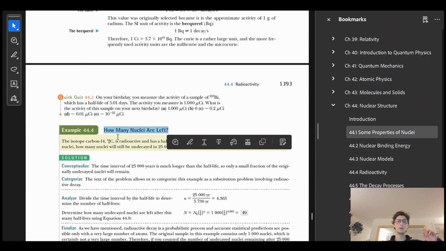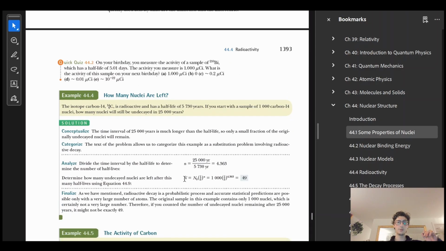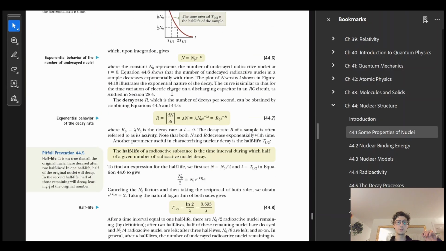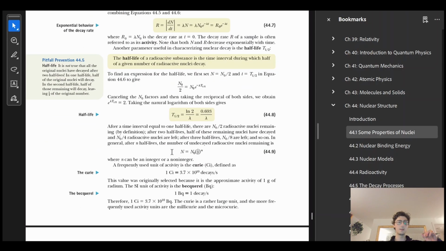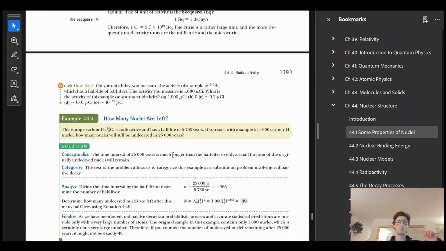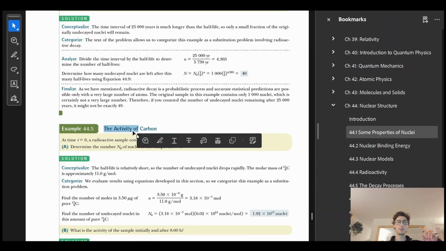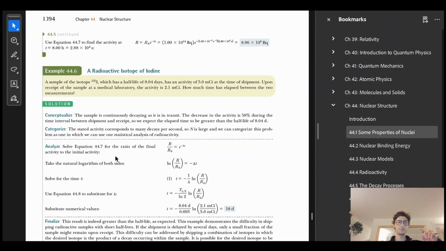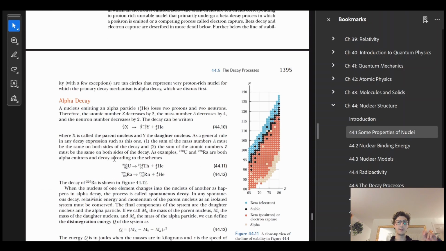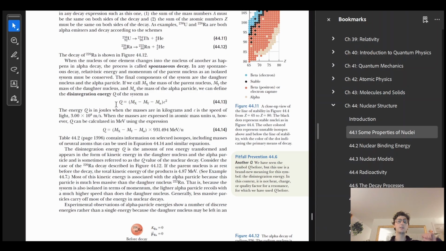How many nuclei are left? This is a problem that uses this equation here, which you saw at the top of the equation sheet right here. So it's definitely important to do these problems, these examples. Let's zoom through again to see if I can find that equation with the Q. Finally, here we go. I think this is literally the final equation in the equation sheet. Here is what we're looking for.